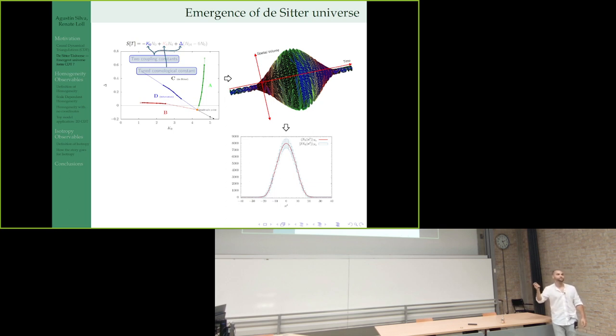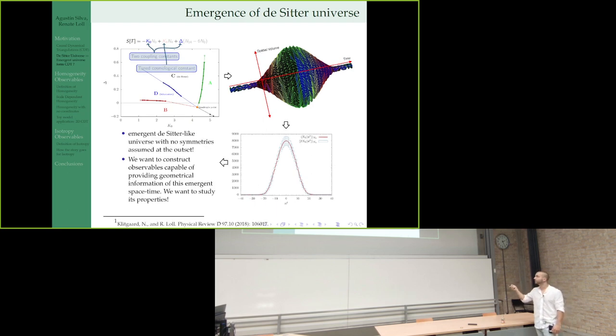So somehow these very fractal configurations conspire to give rise to a de Sitter-like universe, and we want to study this universe. I want to emphasize that in the beginning, no one ever assumed any symmetry or any background. This is background independent, and we made no assumptions on the symmetries. And this directly comes out of the numerical analysis of the full non-perturbative path integral of quantum gravity, which I believe is amazing. And we want to construct observables to extract the geometrical properties of this emergent universe. We want to know if this de Sitter universe is actually related to our universe. And in particular, we want to study homogeneity and isotropy.